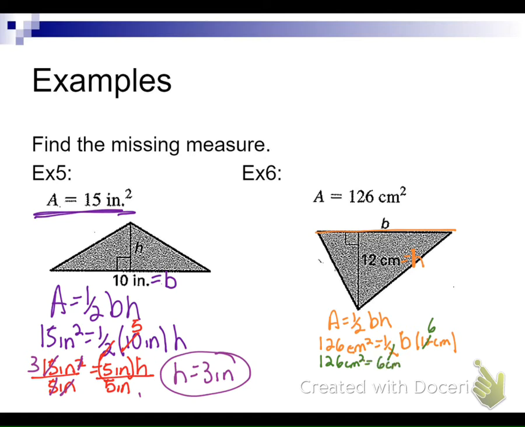6 centimeters times b. Want to get b by itself, we got to isolate it. We're going to divide each side by 6 centimeters. I have that my base equals 21 centimeters. Again, you see with this that you have centimeters squared in the numerator, centimeters in the denominator. One of the centimeters squared cancel. And then we arrive here.